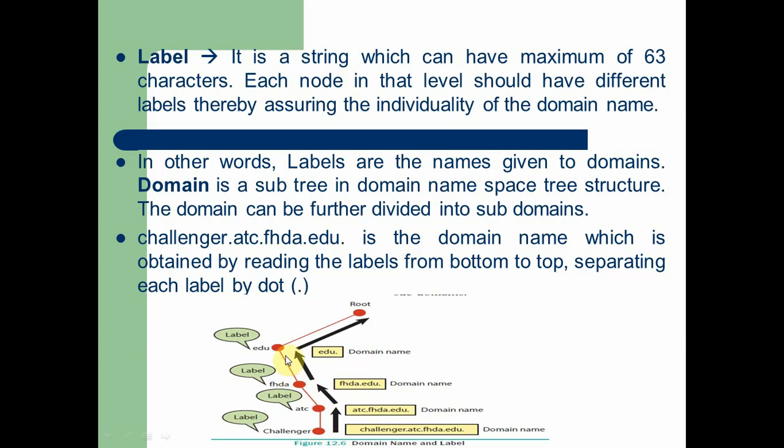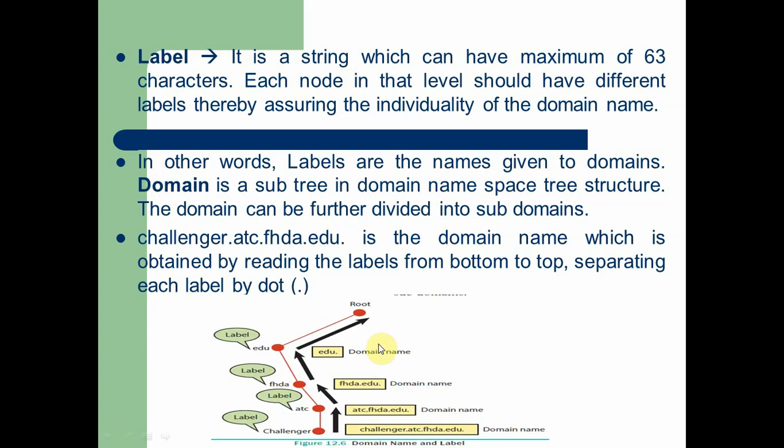Each and every node has its unique label. Edu is a label, fhda is another label, atc is another label, challenger is another label. Each and every part is a component of a domain name. The full name is achieved at the bottom of the tree. So here challenger.atc.fhda.edu is the full address of the document. It is achieved at the bottommost level.